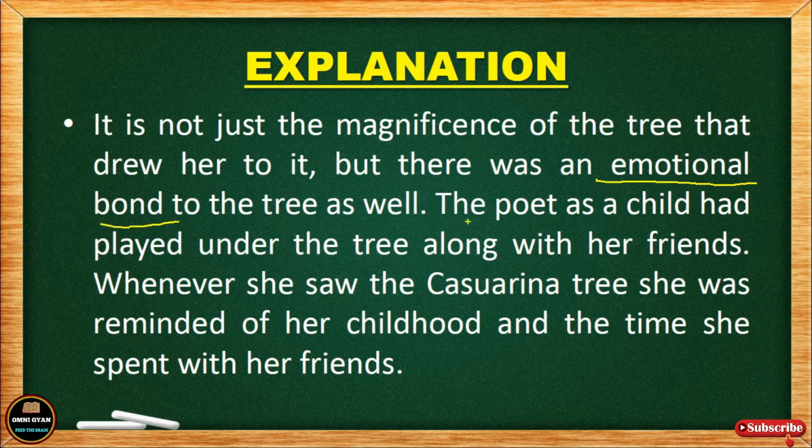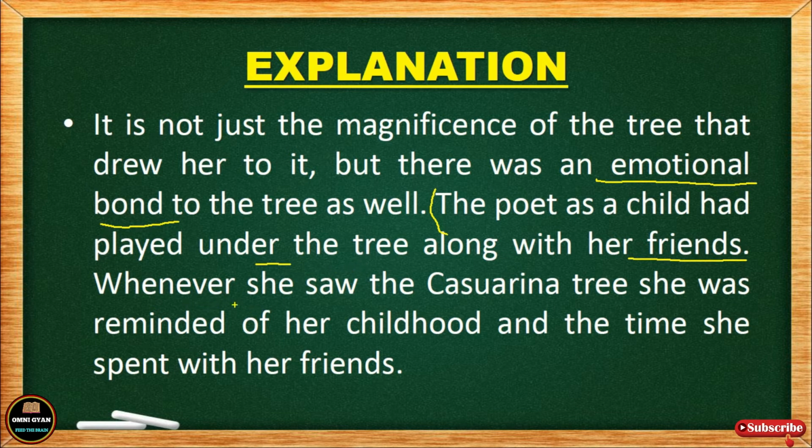And what is that bonding? See, there's a story here. The poet as a child had played under the tree along with her friends. So this is the main reason actually, that when the poet was a small child, वो अपने दोस्तों के साथ उस पेड़ के नीचे खेलती थी. She would play with her friends, along with her friends, under the tree.